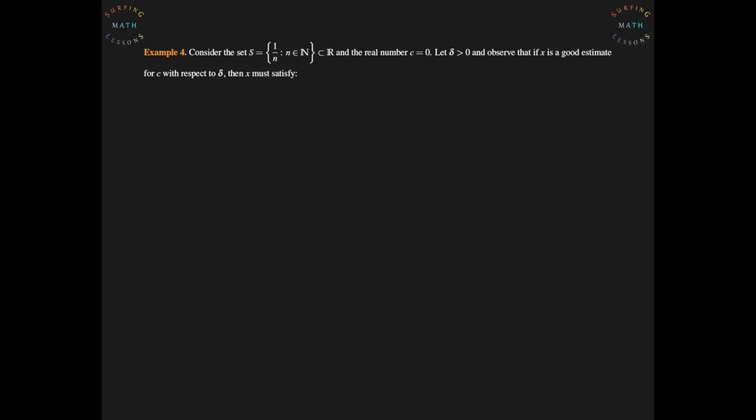Example: consider the set S of all real numbers of the form 1 over n, where n is a natural number, and the fixed real number C is equal to 0. We want to show that S is an approximating set of 0, or equivalently that 0 is a limit point of the set S. To do so, all we need to do is verify that the set S contains, at the very least, one good estimate of C with respect to any possible value of delta.